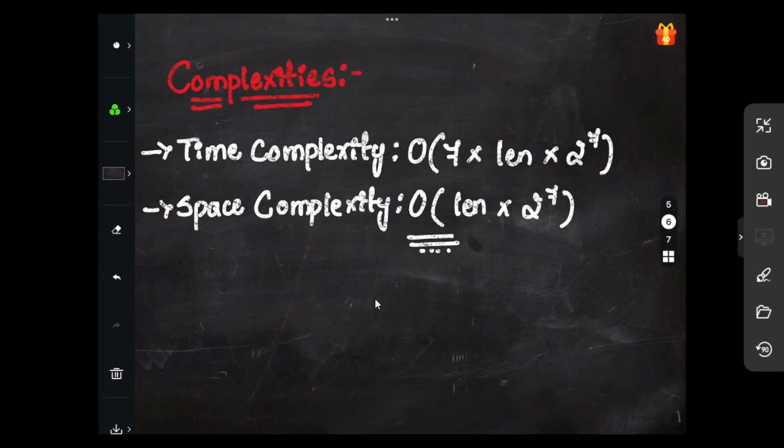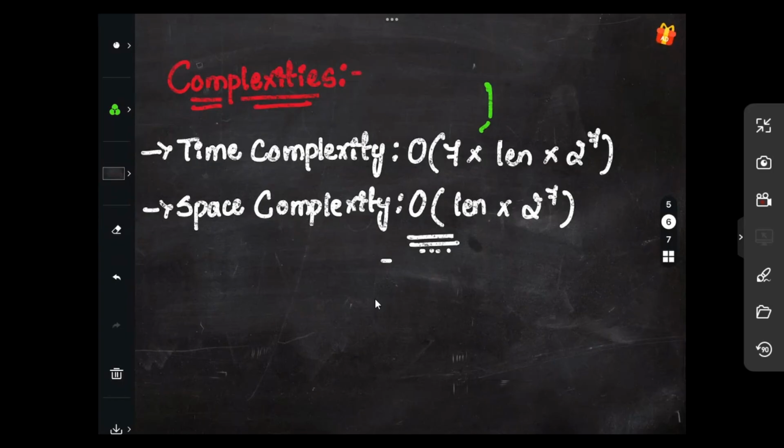So for this one we have length into 128 into 4 DP states, and we have to try at most 7 digits per state, with length less than or equal to 7. So this is effectively constant. Overall time complexity would be big O of 7 into length into 2 to the power of 7.